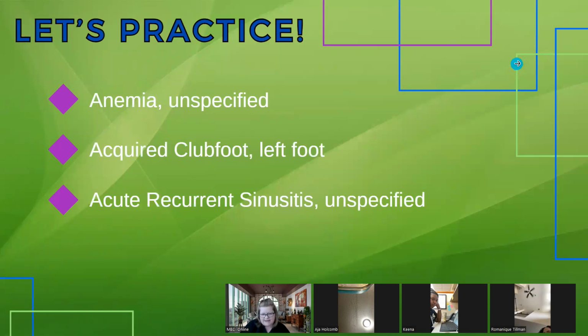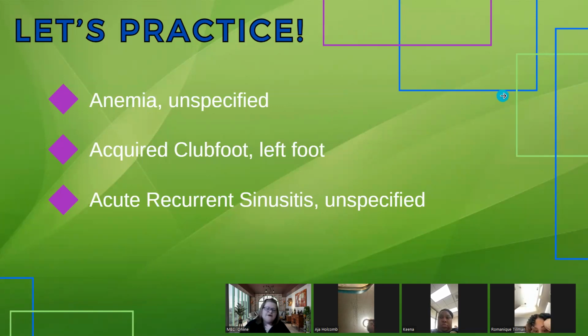All right, so let's practice a little bit. And I kept these kind of simple since we're just starting out and we're just getting the basics of it. But just to go over real quick our steps to accurate coding. We're gonna find our keyword, look in the alphabetic index, verify it in the tabular. Follow all the directions you may find around the code or in the alphabetic index. Okay, so keywords, alphabetic index, tabular, follow directions. That's basically it, in a nutshell.